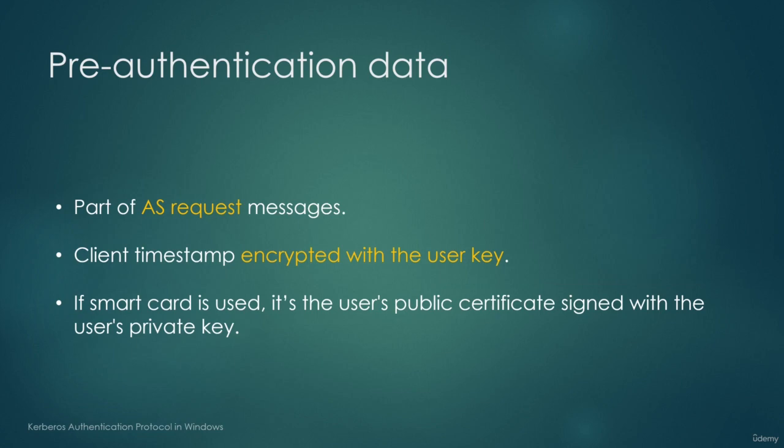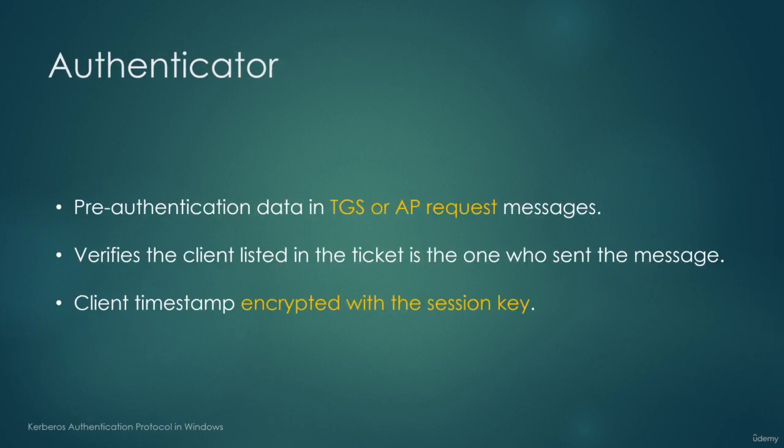Pre-authentication data is part of authentication service requests and includes the client's timestamp encrypted with the client key. If a smart card is used, the user's public certificate signed with the user's private key will be placed in this field. Just as pre-authentication data in authentication service request messages, in ticket granting service request messages, the authenticator verifies the client listed as the sender of the message is the actual source of the message.